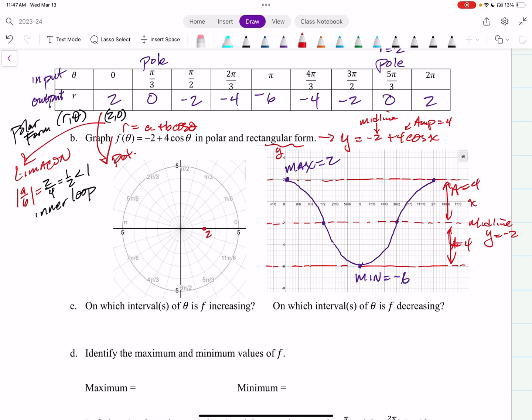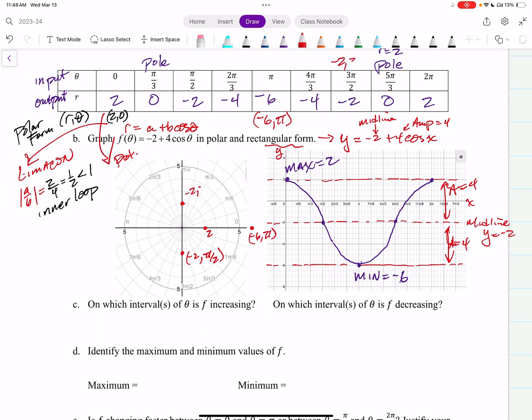And you just plot a bunch of these points: pi comma negative 6, negative 6 comma pi, where's that? Well, 6 comma pi is over here on the left, but then you reflect it, now it's on the right. So negative 6 comma pi is over here. And then you keep on plotting. Negative 2 comma pi halves would be, oh no, it'd be down here. And then negative 2 comma 3 halves pi. Guess where that's up here.